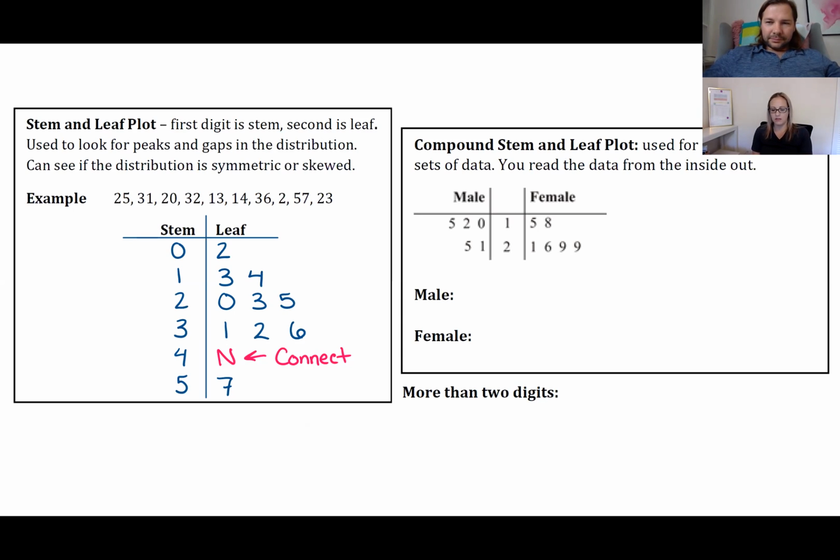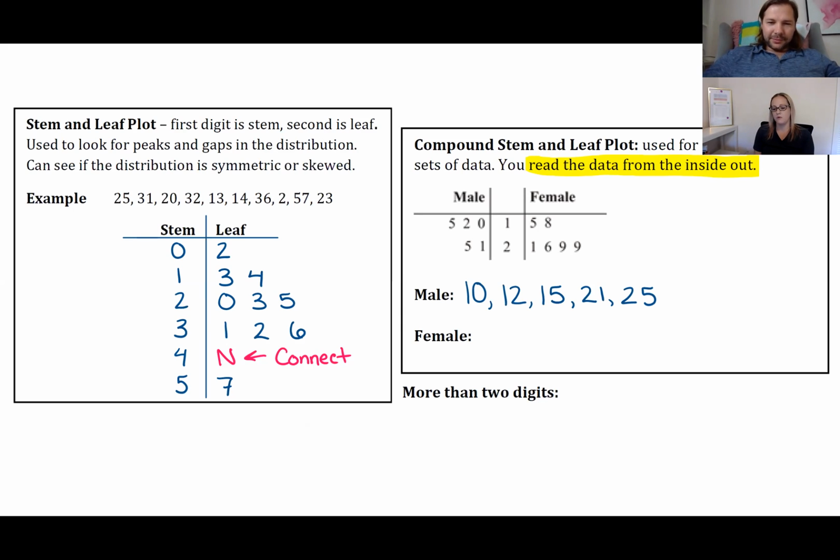The main thing for this is that you want to read the data from the inside out. So we'll start with the males. For the stem of 1, you would first pair it up with the 0. So that'd be 1, 0, which is 10. And then 1, 2, which is 12. And then 1, 5, which is 15. Do you want to show those numbers? Yeah. So 10, 12. And then you could move to the 2.